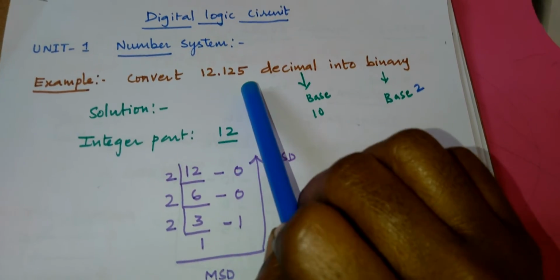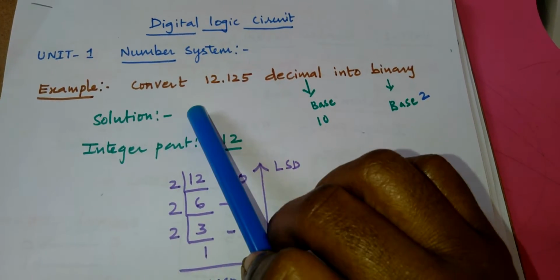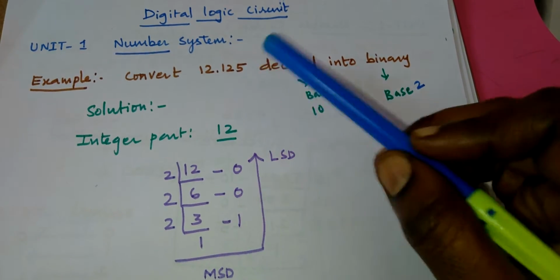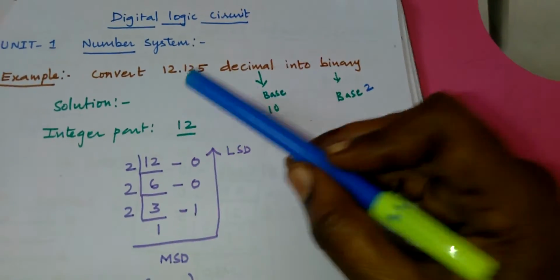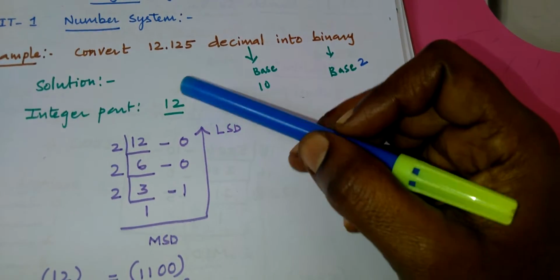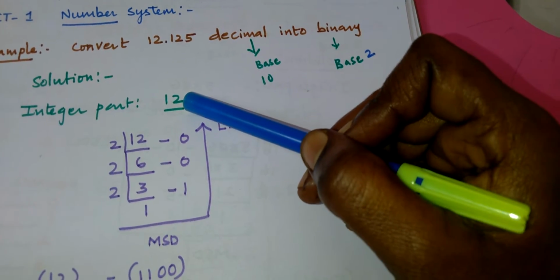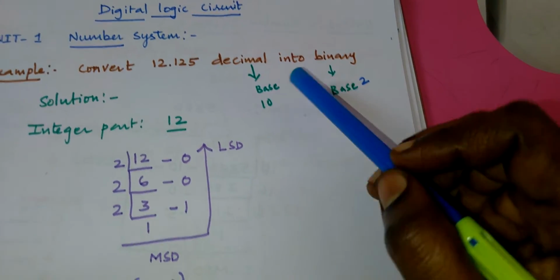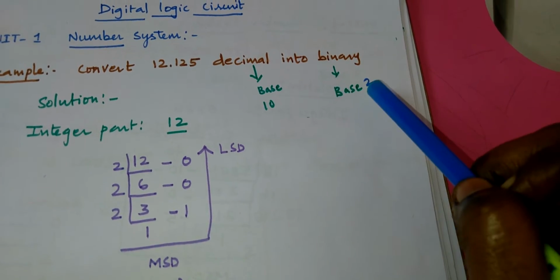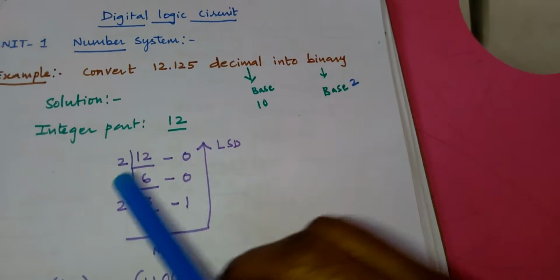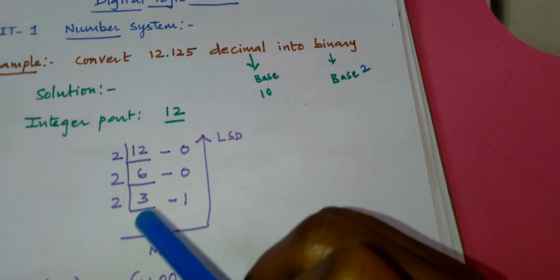This is the number given. It has an integer part and a fractional part. The integer part uses the successive division method, and the fractional part uses the successive multiplication method. So first take the integer number alone. For the division of this integer number, you have to use the binary base value, which is 2, so 12 will be divided by 2 in the successive division method.